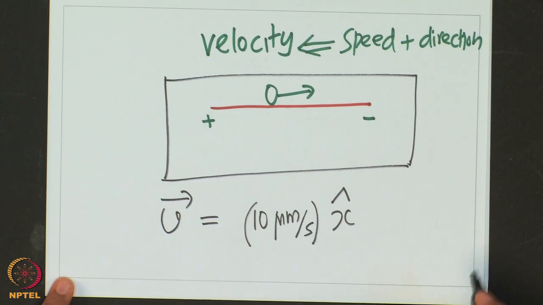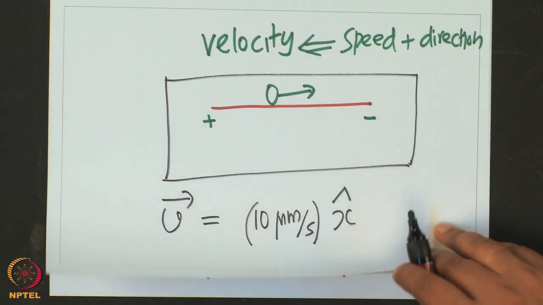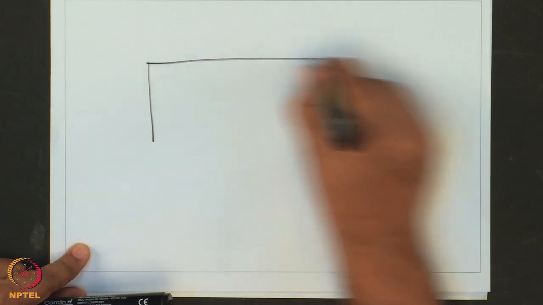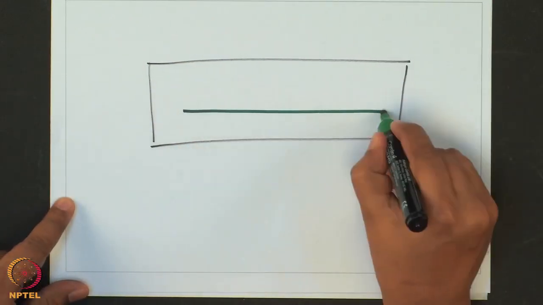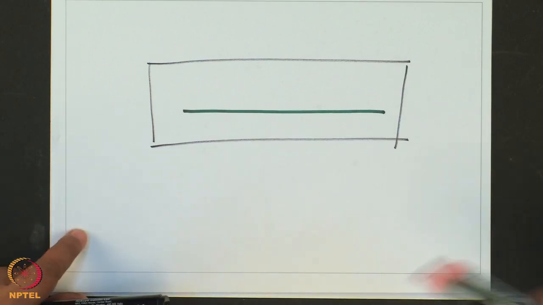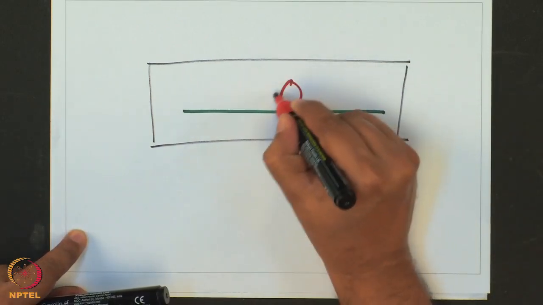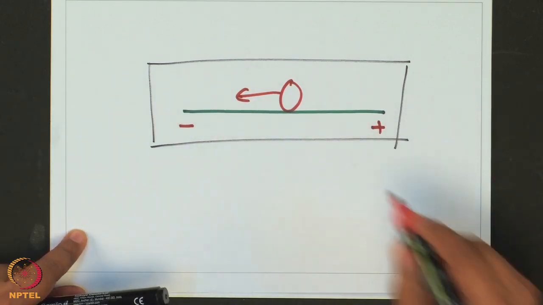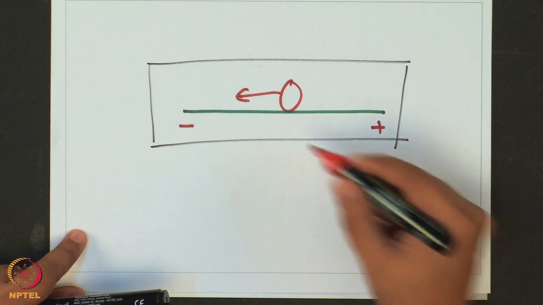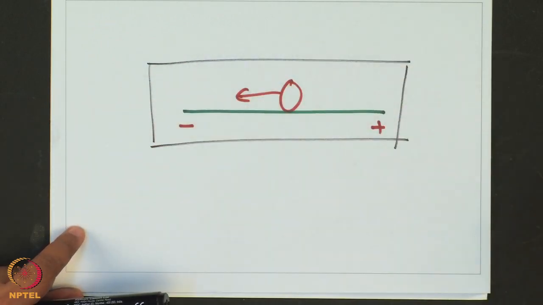The same thing if you want to say in the negative x direction. So the opposite context would be you have an in vitro experiment again, where you have a track in which a vesicle cargo would move this way. So this was the minus and plus ends of the microtubule. So you have a cargo which is moving this way with the same speed.